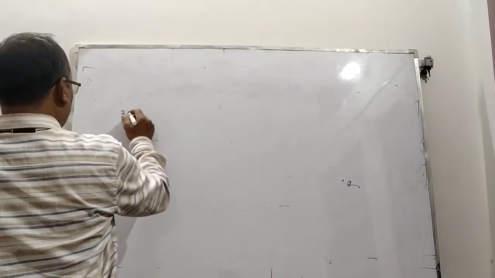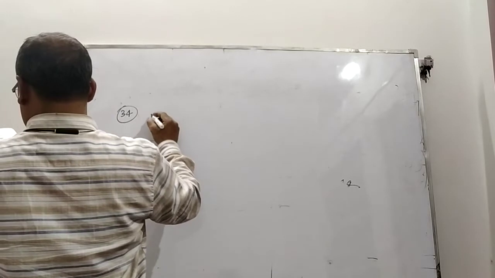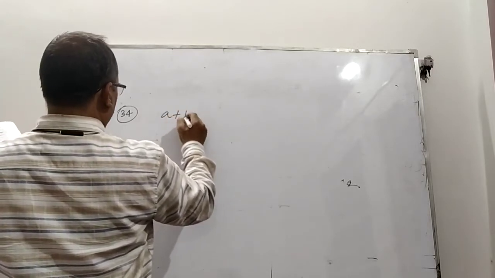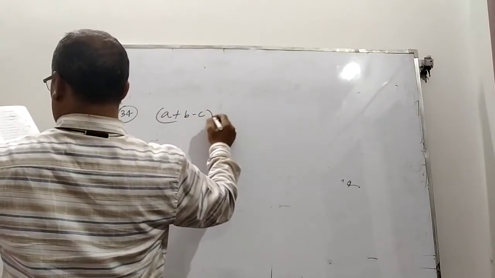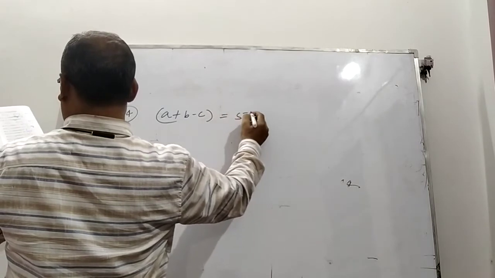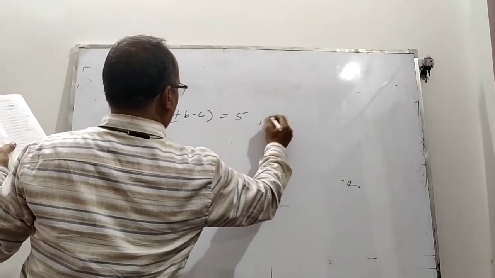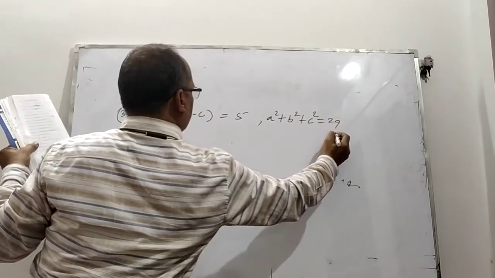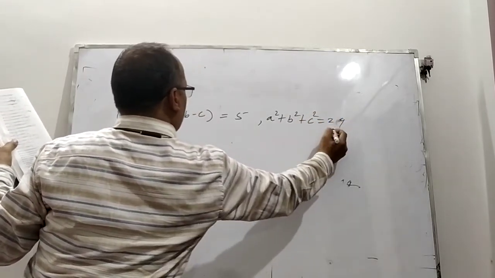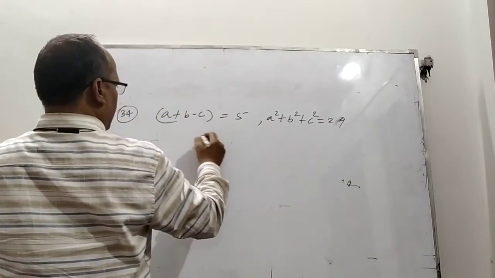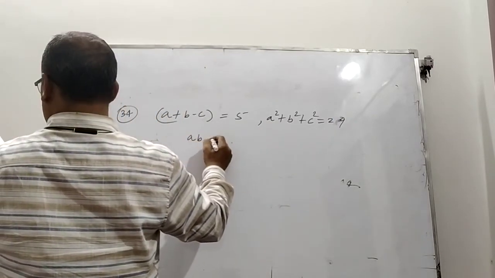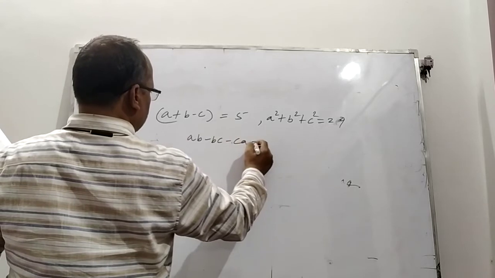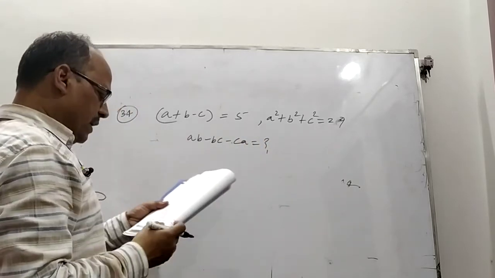34 you will see from the old book. A plus B minus C equal to 5, and A square plus B square plus C square equal to 29. Then find the value of AB minus BC minus CA. You will find this value.